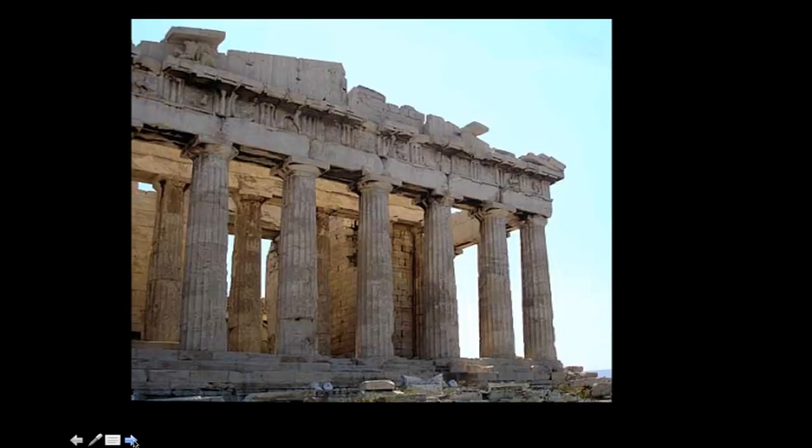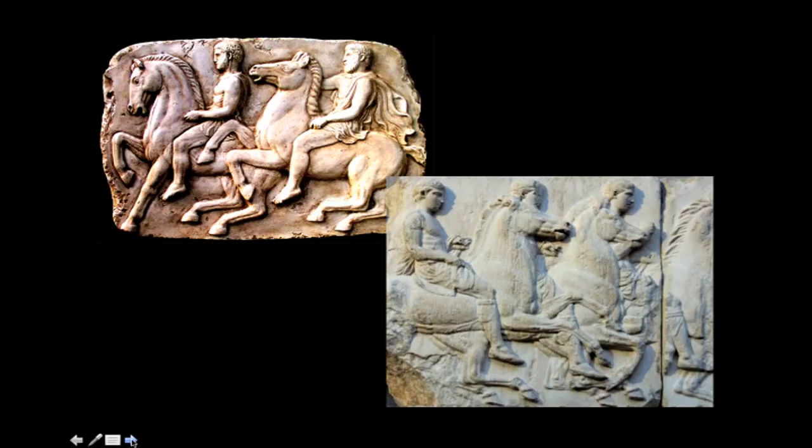Here we have the ruins of a Greek temple, and it clearly shows you the columns, the capitals, those areas at the top of the columns, the entablature, which includes the frieze, that sculptural piece, and the pediment, the triangular shaped piece at the top. Sculpture is found throughout the temple, and again, these images will become more and more lifelike.